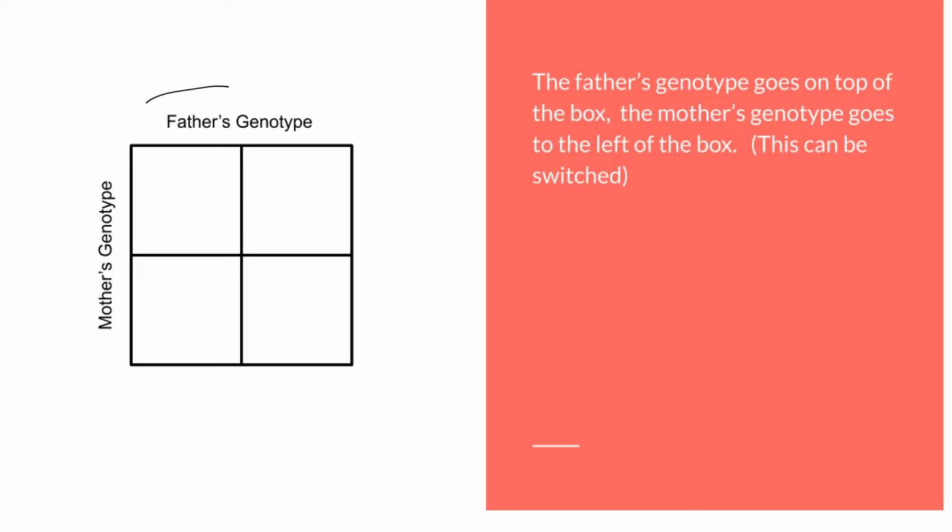The next step is to know where the genotypes will be written with this square. The father's genotype is written above the Punnett square, and the mother's genotype is written to the left-hand side. If you don't remember this, it's not important. As long as one of the genotypes is above the Punnett square and the other is to the left, it's going to work out just fine. The perfectly correct way is to put the father's genotype on top and the mother's to the left, but if this is switched, it will not change the results of the Punnett square.